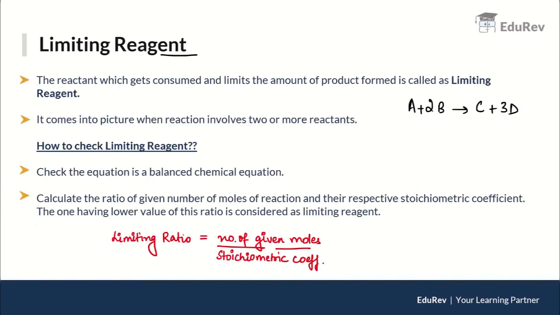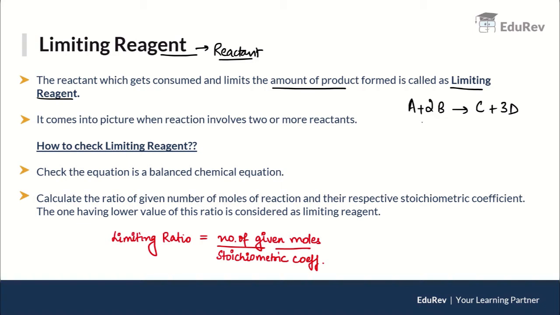Let's talk about limiting reagent. The reactant which gets consumed and limits the amount of product formed is called the limiting reagent. ठीक है, so limiting reagent हम define करते हैं in terms of reactant. ठीक है, तो हम क्या करेंगे, ऐसा reactant जो पहले consume हो गया, मतलब वो खत्म हो गया reaction में, तो वो ही reactant govern करेगा कितना amount of product form हुआ है, और उसी reactant को हम limiting reagent बोलेंगे. जैसे suppose मेरे पास एक reaction है A plus 2B gives C plus 3D.